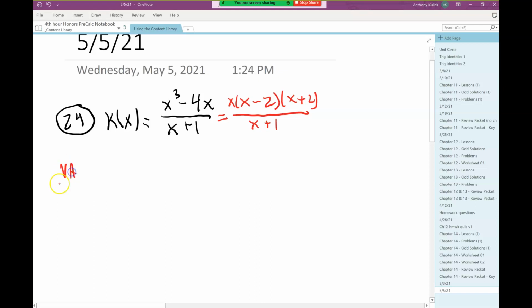So for my vertical asymptote, I set the denominator equal to 0, and I get -1. For my x-intercepts, I set the numerator equal to 0 and solve, so I get 0, 0, I get 2, 0, and I get -2, 0. Everybody's good there?